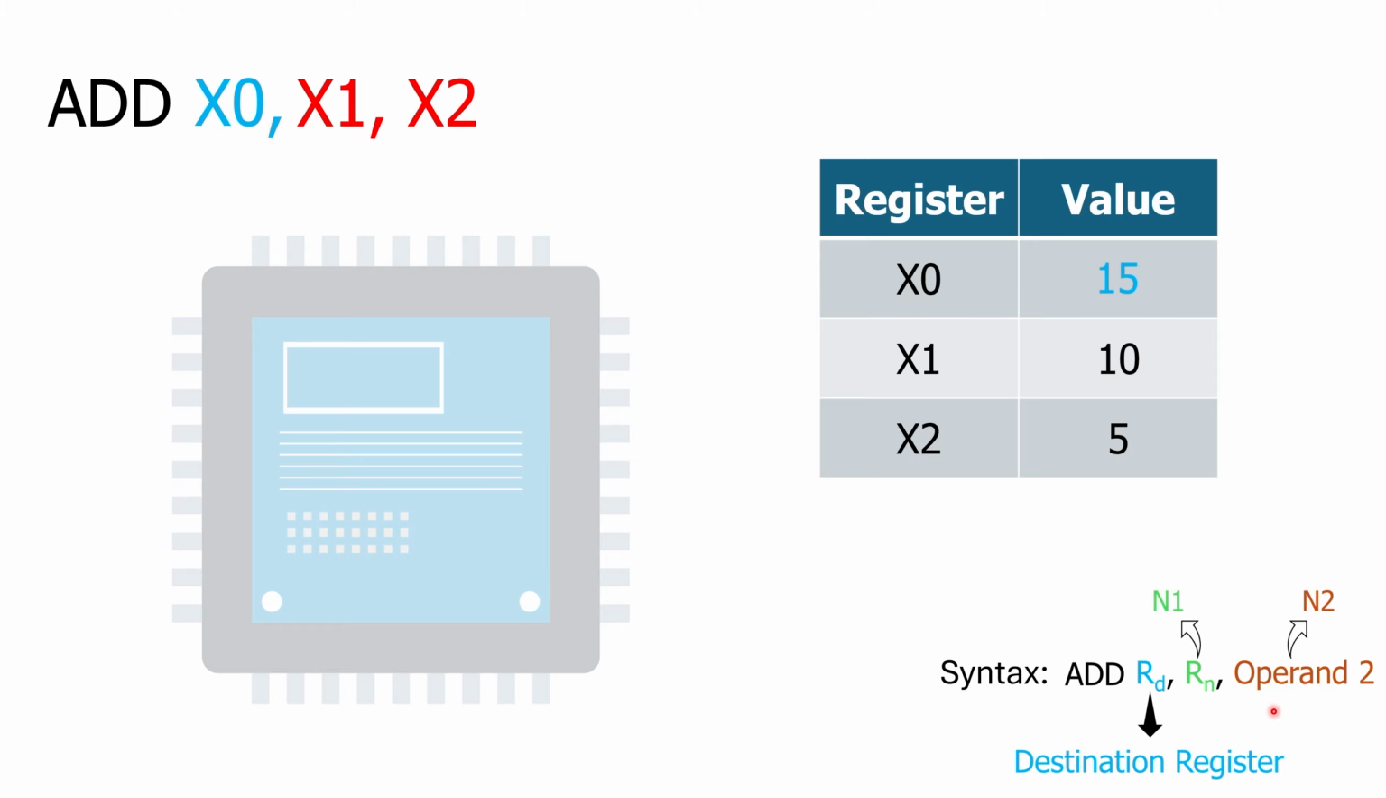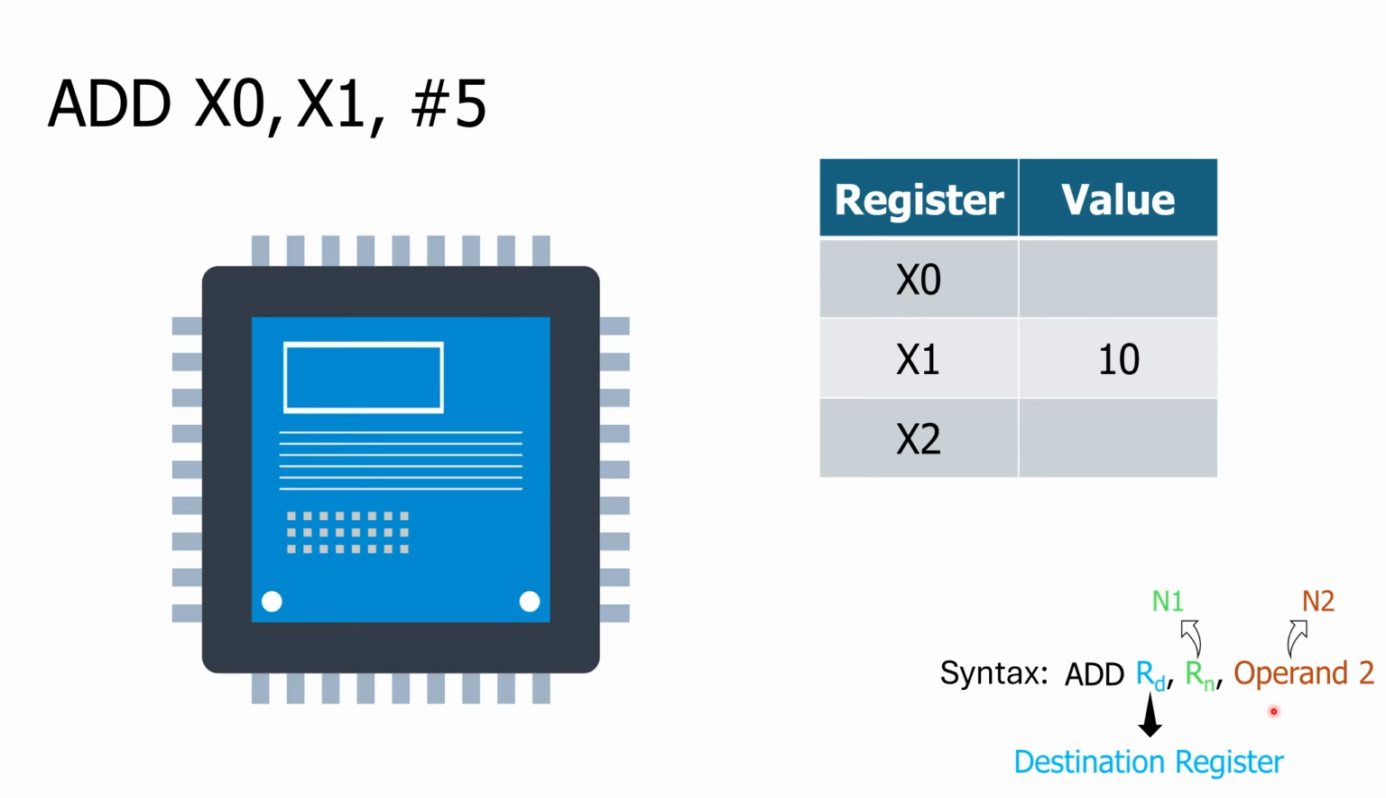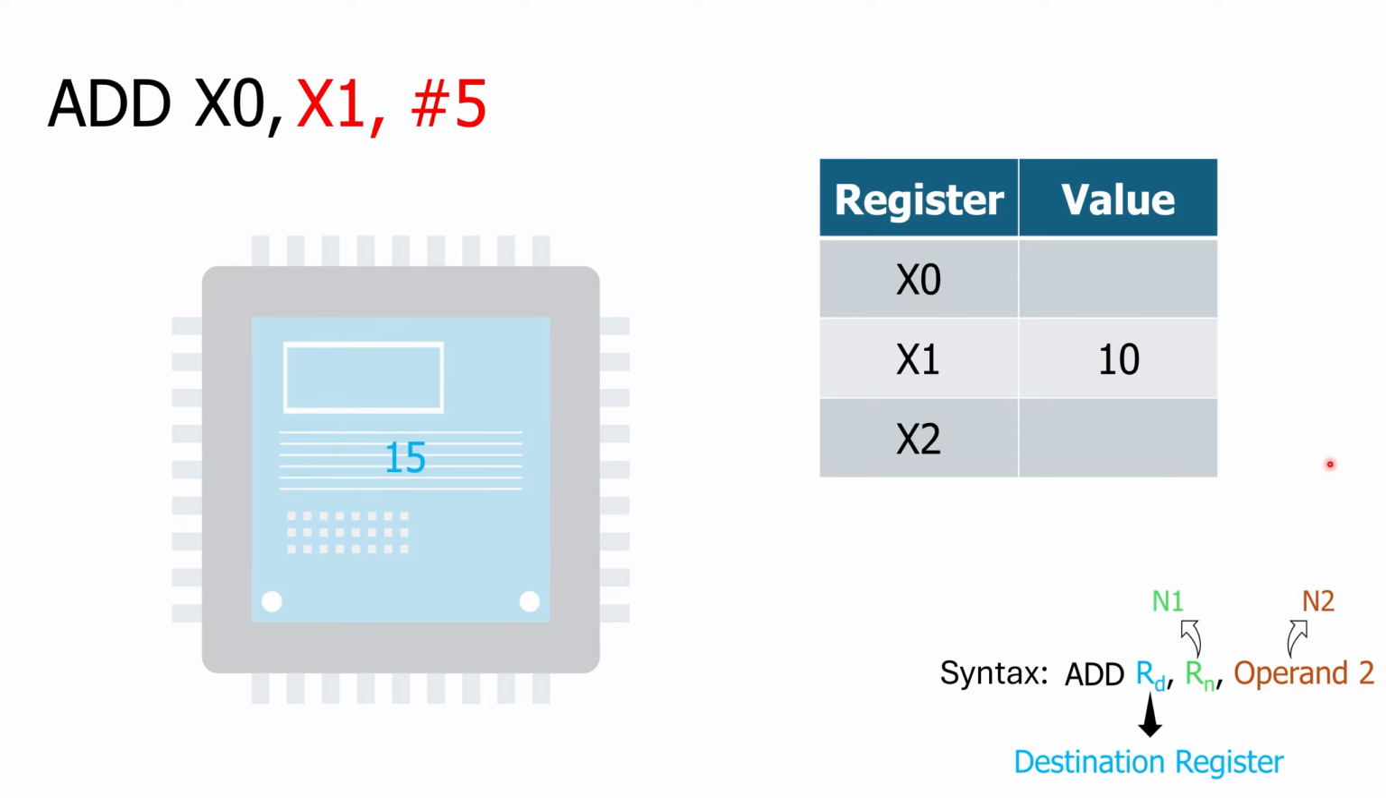Let's consider another example. This time, instead of using the register x2, I'll be using an immediate value, 5. As you can see, I don't have anything in x2. In this case, the processor takes the n1 stored in x1 and the immediate value 5 and adds them together. The result 15 is stored back in x0. That's how the two different types of add instruction work.